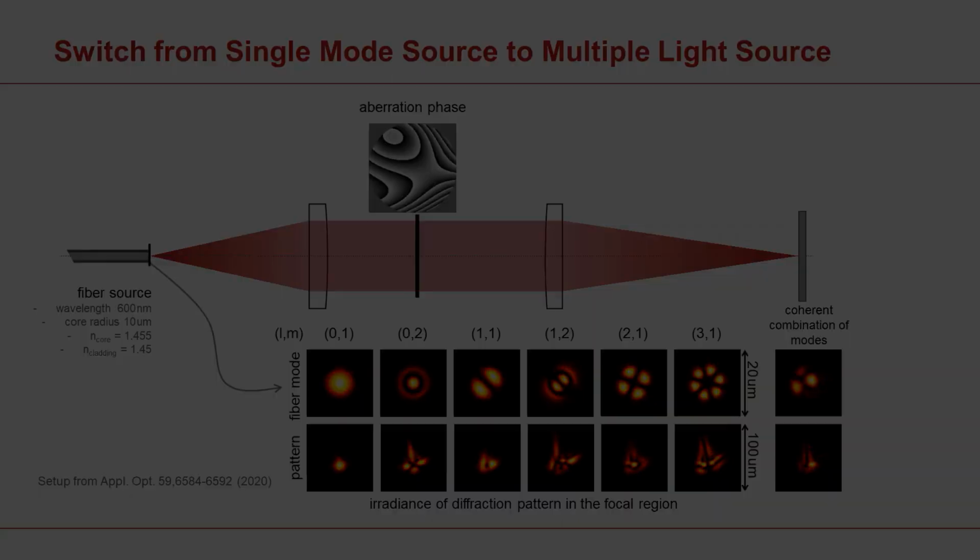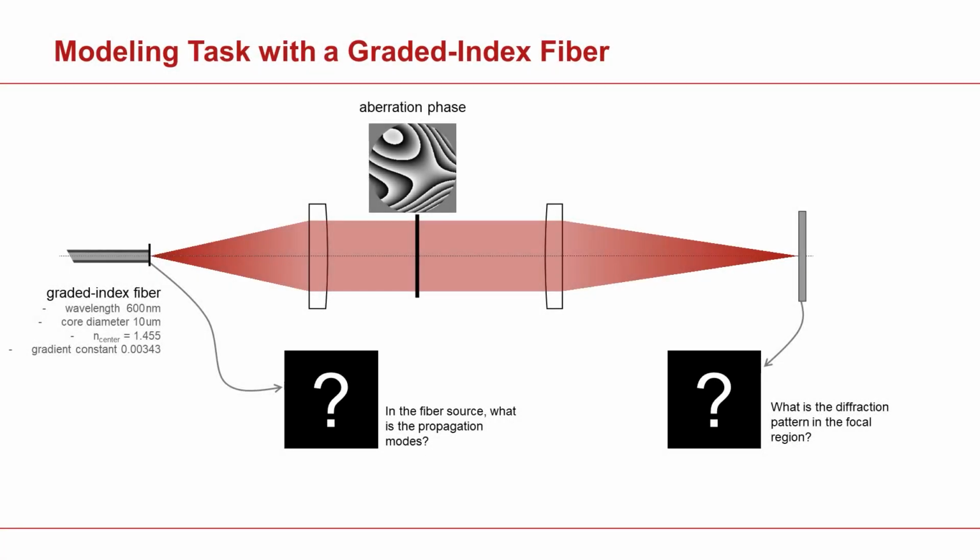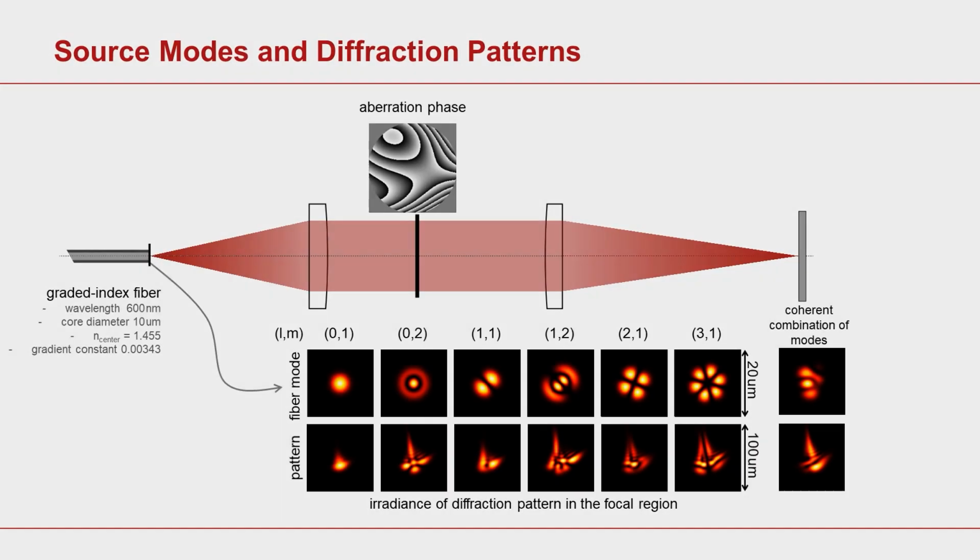Then, as I said, we repeat the same procedure for a graded index fiber. We can maybe take a look at the results quickly, but we're not going to repeat the experiment in VirtualLab Fusion because the flow of things would be very similar. So we once again have an investigation of the modes that are generated by the fiber and their pattern, the diffraction pattern, including the aberrations at the focal region in the focal plane, and the coherent combination of both situations for the overall result.